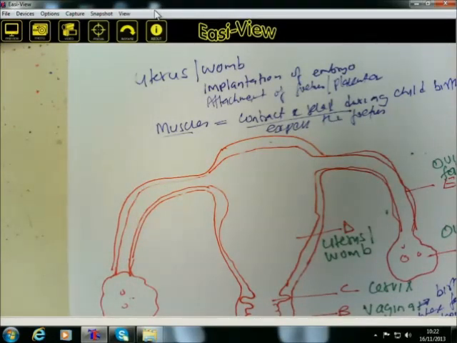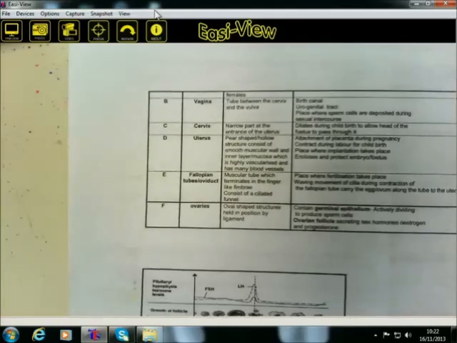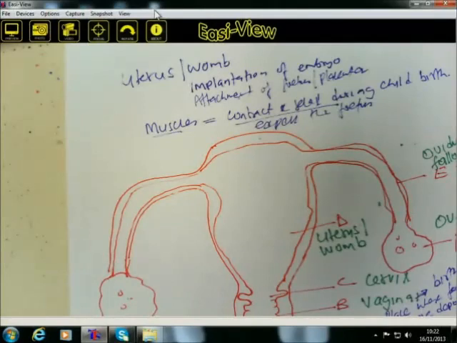The uterus. Here I've got this structure here. But I think this is small writing. You won't be able to see it. Let me just proceed with this.